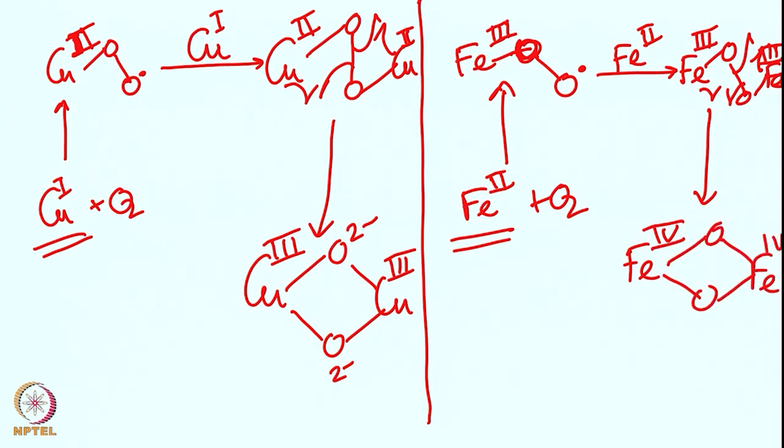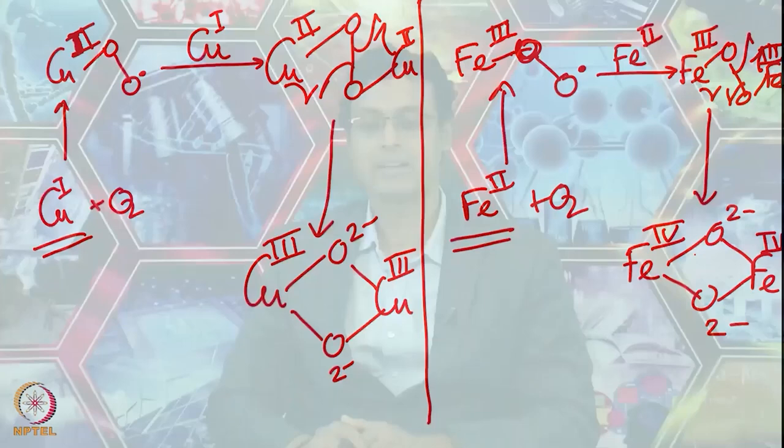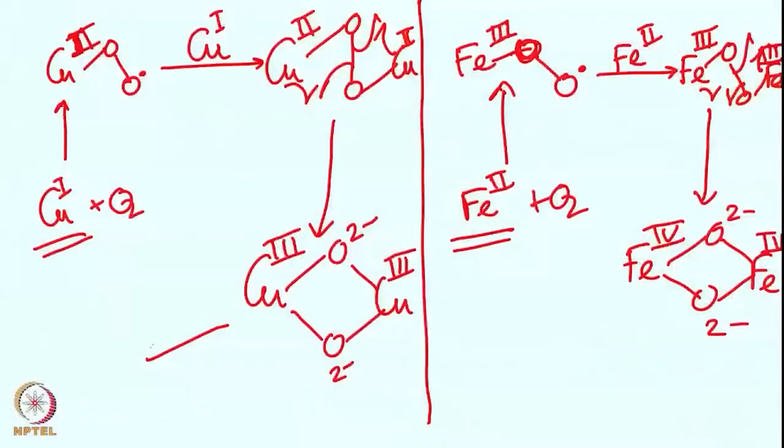Now you do see the similarity. So this is a copper 3 bis-mu-oxo intermediate. Over here you have an iron 4 bis-mu-oxo intermediate. The only difference is one electron. We start with copper 1, we start with iron 2. So we go to copper 3, we go to iron 4. That's very simple. This is why you can see that these species are very reactive and can effectively do very great chemistry.